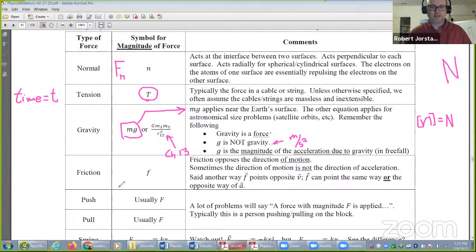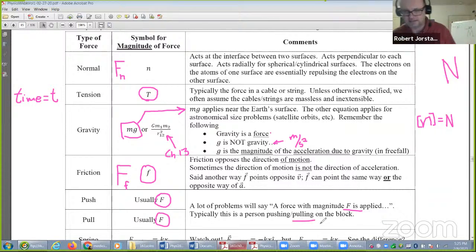All right, friction. Some books will say force due to friction is capital F, like this, and that's fine, but I'm going to try and use this symbol, lowercase f. Capital F I'm going to use for a push or pull. I'll get to the chat in just a second. A lot of problems say a zombie's pushing on this block or an undead creature is pulling a block with force F. So that's what I'm going to use for capital F.